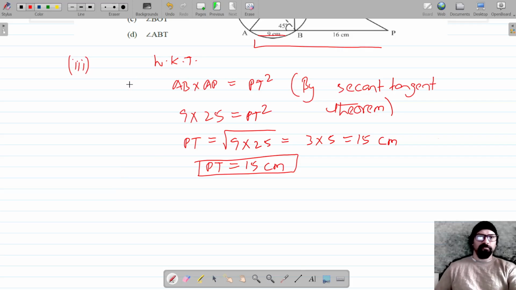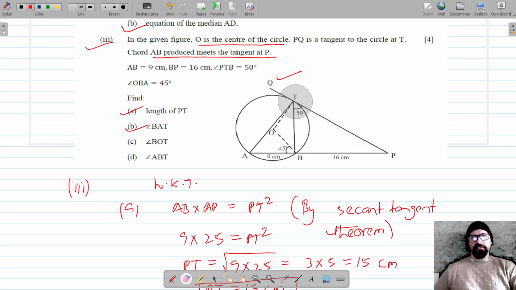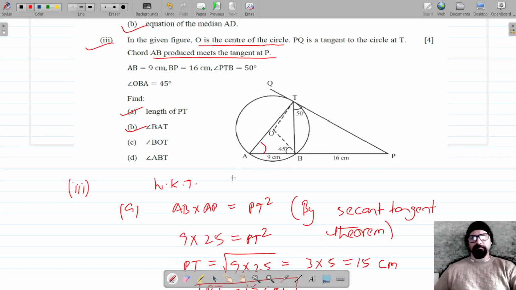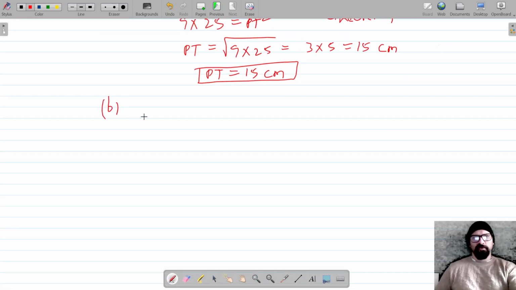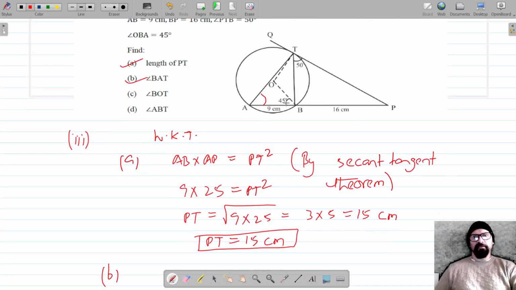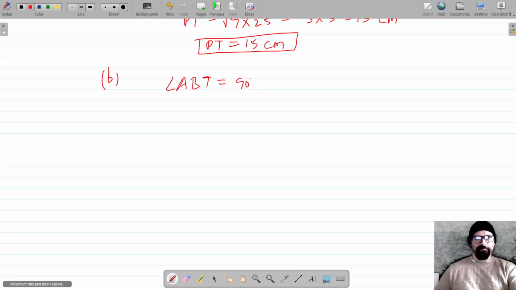Okay, so this was A1, the first one is done. Now BAT. Angle BAT is here. So we have to find angle BAT. Now we know that tangent is perpendicular to radius, so I can write that angle ABT is equal to 90 degrees.